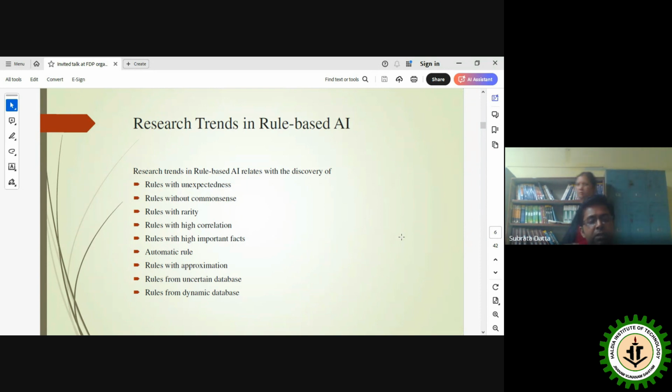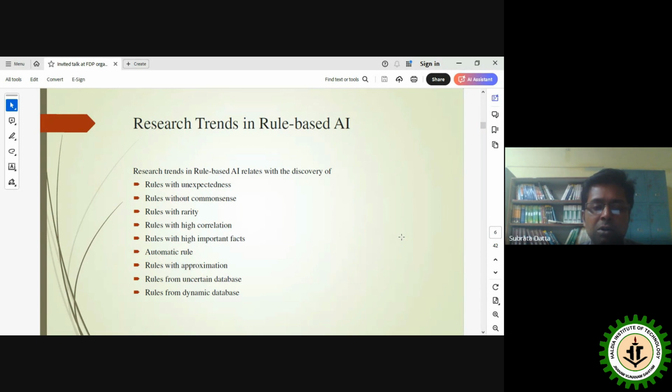Rules without some common sense. These two are quite related to one another. Rules with rarity, that means the products that are generally sold rarely. We have to find some kind of rules between them. Rules with high correlation, rules with high important facts, automatic rule generation. Researchers are trying to generate models that can automatically generate rules without some kind of bounds. Rules with approximation, rules from uncertain data or from dynamic data. So these are some of the areas where research in present time is going on.